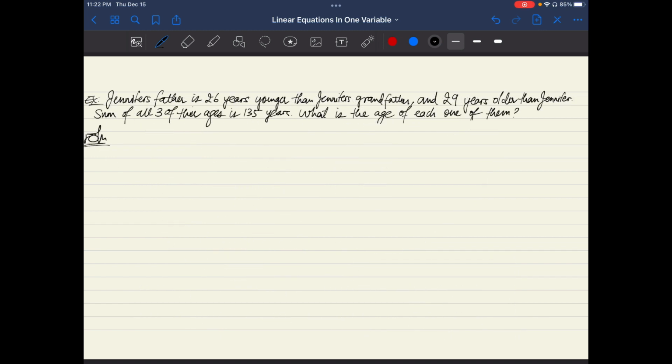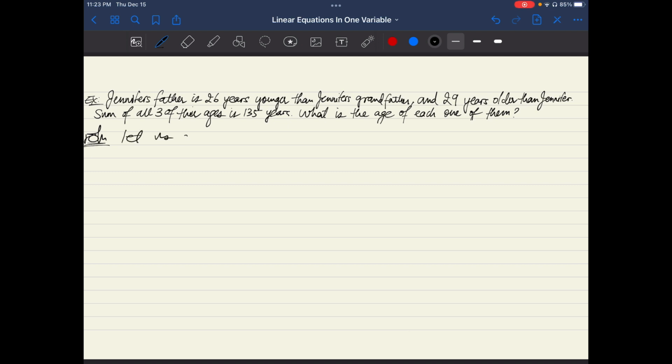Now moving on to the next question, we have Jennifer's father is 26 years younger than Jennifer's grandfather and 29 years older than Jennifer. Sum of all three of their ages is 135 years. What is the age of each one of them? We're talking about present age here.